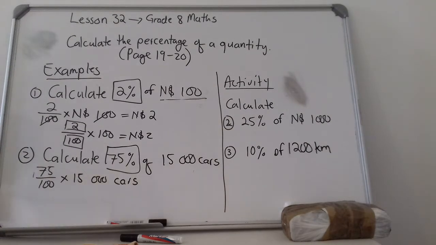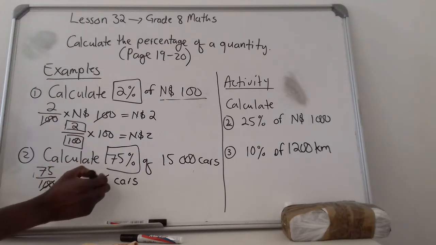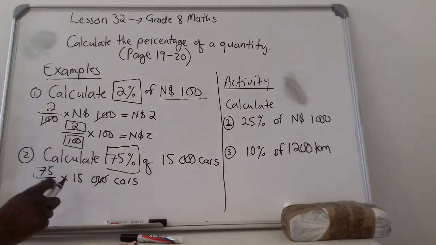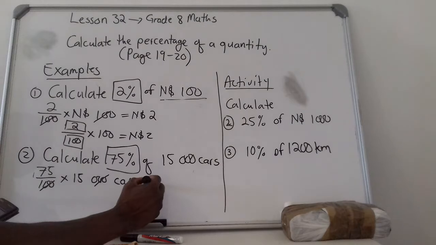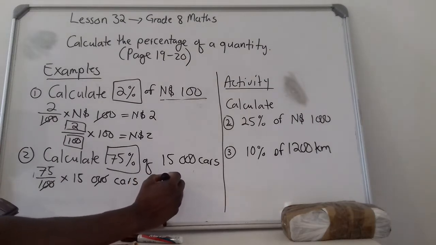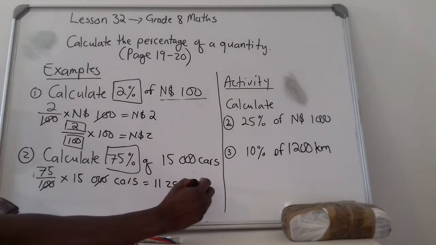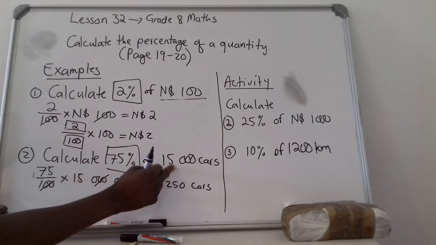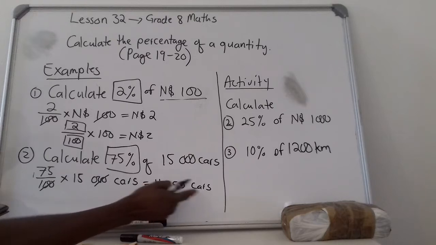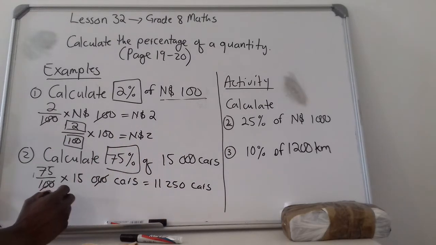So this one you can also cancel all the zeros. So you cancel out the zeros, 2 zeros, and also the 2 zeros here, just like in primary school. And then you have now 75 times 150, and that should give you 11,250 cars. Okay, so 75% of these cars is 11,250 cars. So on your calculator, this is what you punch in.